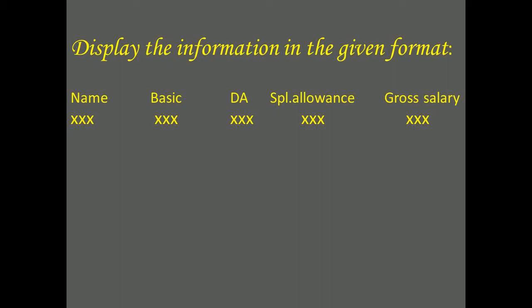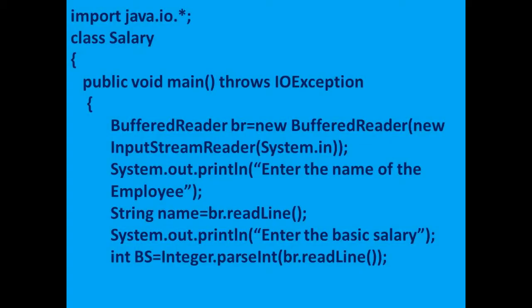How to start a program? Import java.io.*. What's the class name? I have given Salary as the class name, and open the curly bracket. Start the function public static void main throws IOException. Again open the curly bracket. Create a BufferedReader object. How can I create a BufferedReader object? BufferedReader br is equal to new BufferedReader new InputStreamReader System.in.